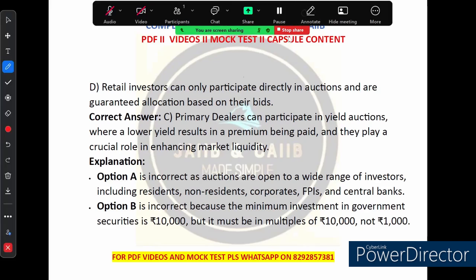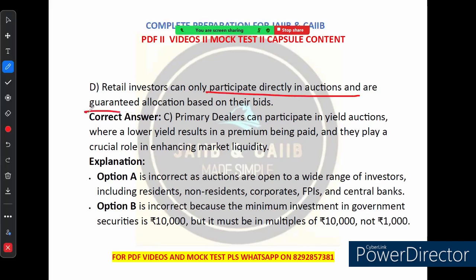Option D says that retail investors can only participate directly in auction and are guaranteed allocation based on their bids. See, this is incorrect, because already I have told you that retail investors typically participate indirectly, not directly, through non-competitive bids, and allocation is based on RBI, Government of India discretion. It is not guaranteed, right?